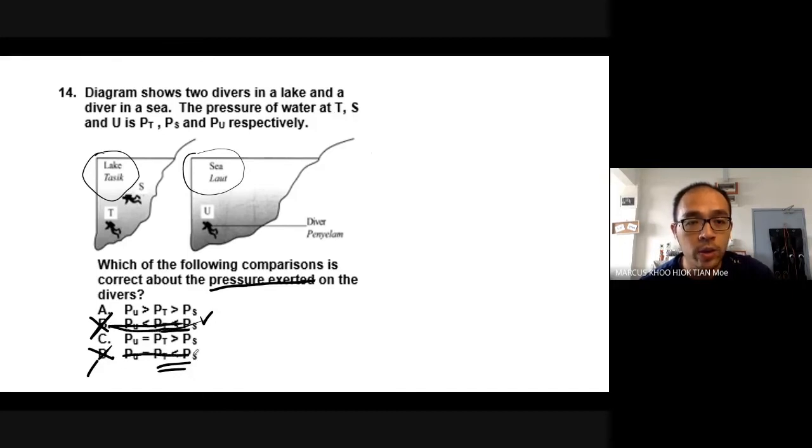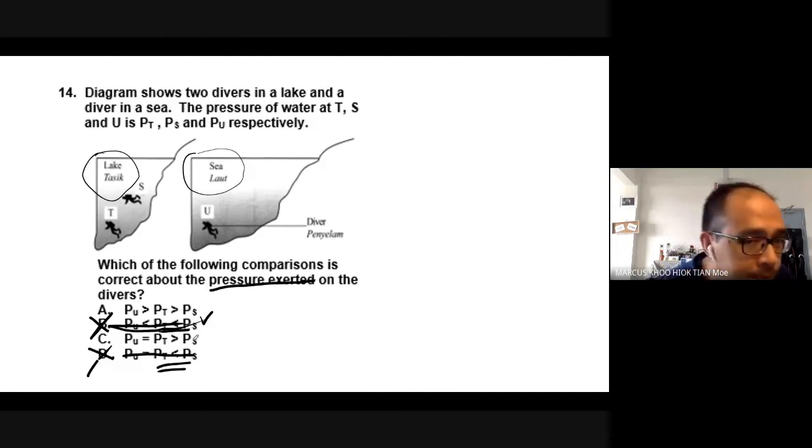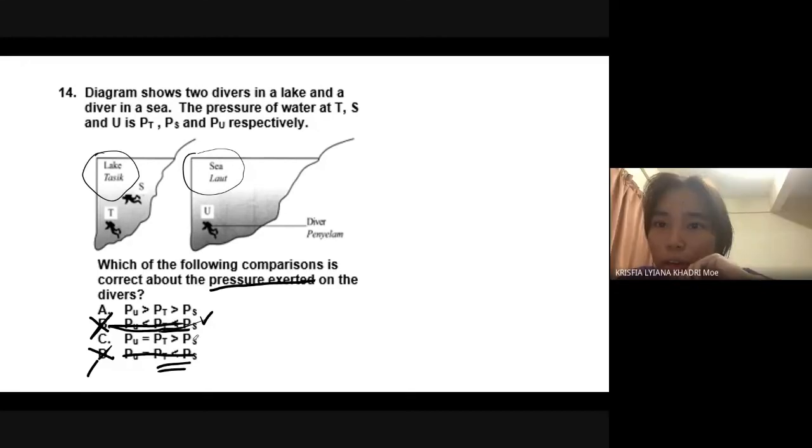So now we have this conundrum. PU is more than PT is more than PS, or PU is equal to PT is equal to PS. So which of these answers is correct? A or C? Anybody? I'm tired of calling names. A. Why A? Because near the sea, its water has a higher density.